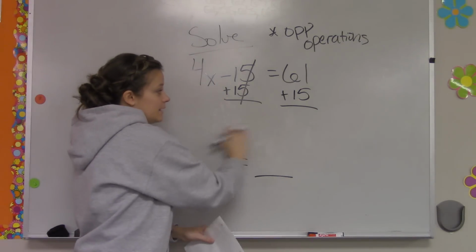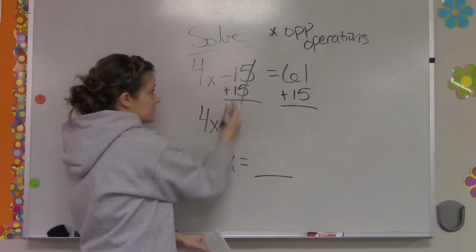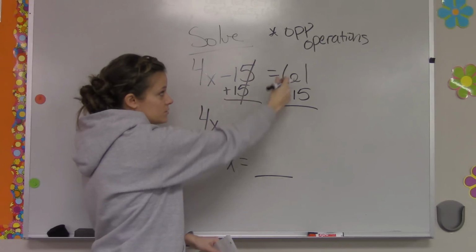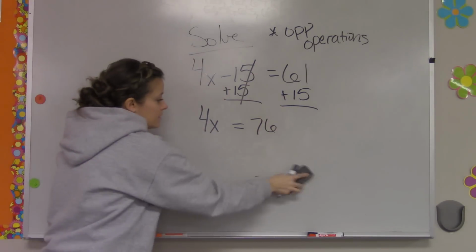Then I'm just going to rewrite my next line, whatever I have left from the line above. So I still have my 4x. This one is gone, I have my equal sign, and 61 plus 15 is 76.